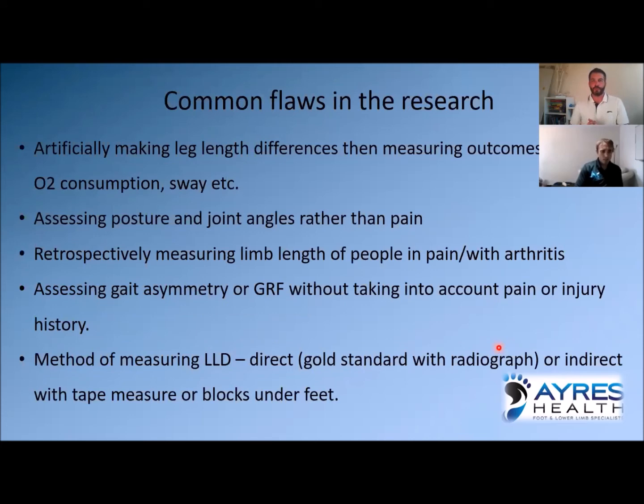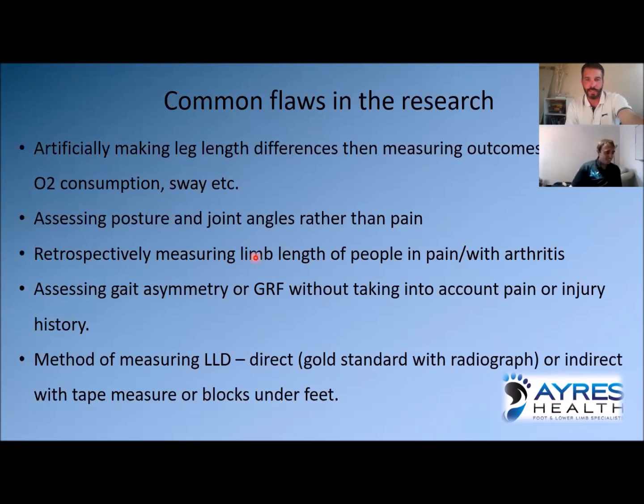So these are some of the common flaws found in the research around leg length difference. It's artificially making a leg length difference, then measuring the outcomes such as oxygen consumption and sway, assessing posture and joint angles rather than assessing what's actually wrong with the person. It doesn't matter if they've got a slightly more increased lordosis than what the textbook says.